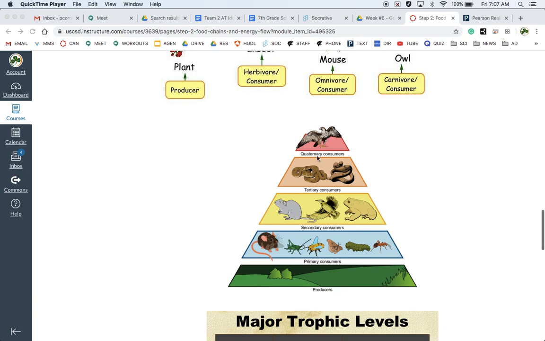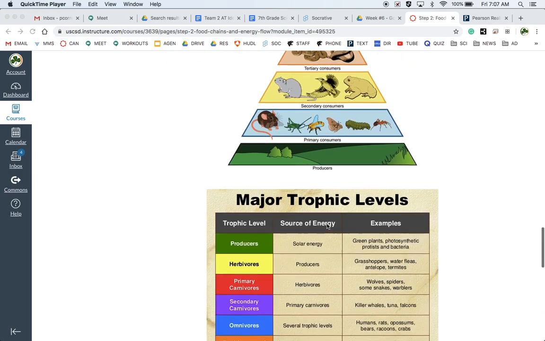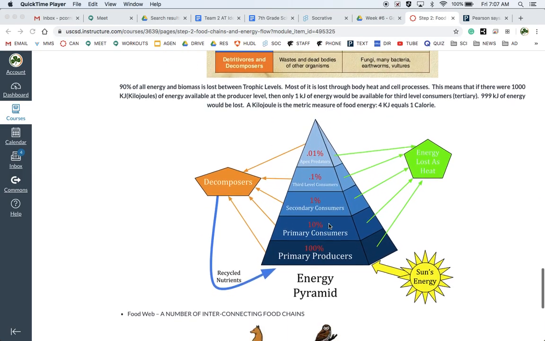Notice that we always have fewer organisms up here than we do down here. That happens because of the energy that is lost in a food pyramid, and we're going to talk more about that in a moment. Down here, you can see the reason why we draw it as a pyramid: there's much less energy up here than there is down here. Okay, and we will focus on this in the online textbook in a moment.